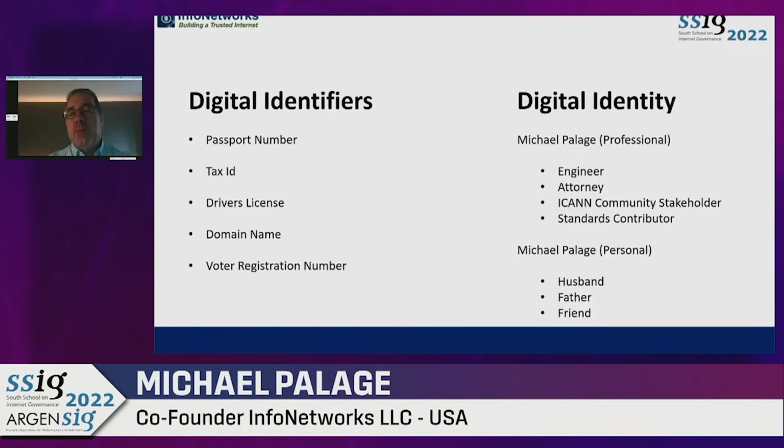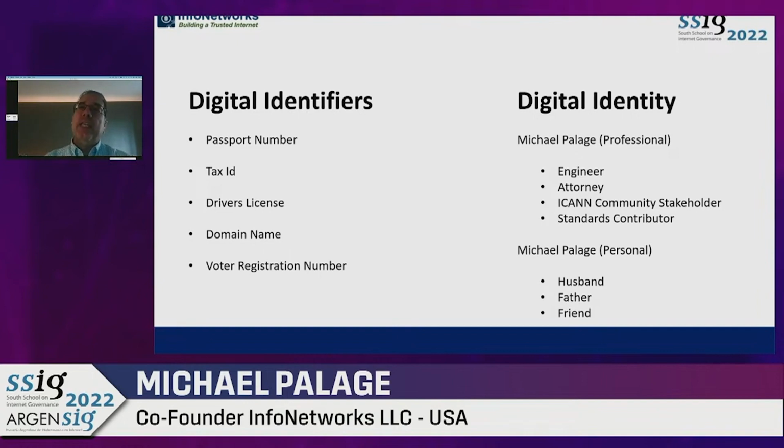Now, one of the things that is important for people that are first entering into the identity space is to make a distinction between digital identifiers and digital identity. Digital identifiers, an individual could have many identifiers associated with that individual or that business. That could be your passport number, your tax ID, your driver's license, voter registration, or even a domain name.